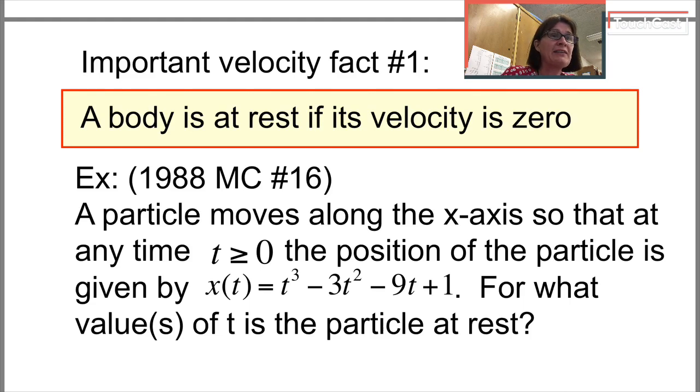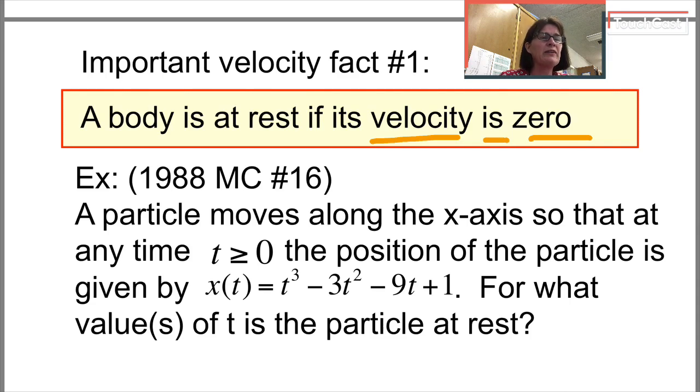So important velocity fact number 1. There isn't a spot for it on your important facts paper. You definitely have to know it. A particle or something that moves, a body, is at rest if its velocity is 0. And look at this. I hope you saw this and were like, oh, I feel like writing an equation. Velocity equals 0. This is a released multiple choice question from 1988.